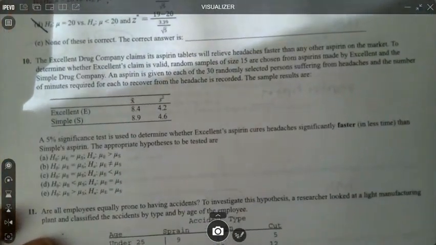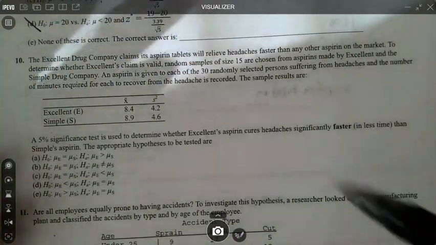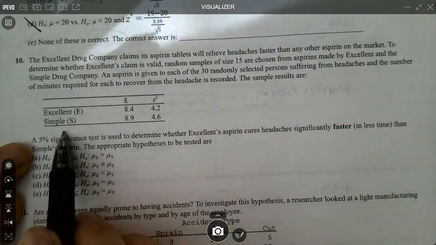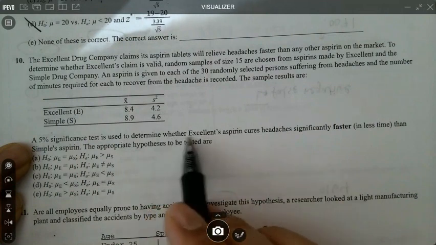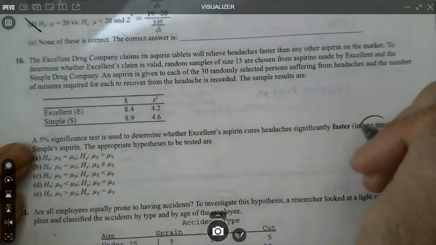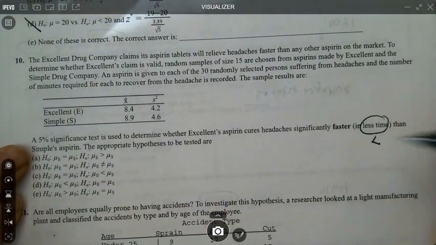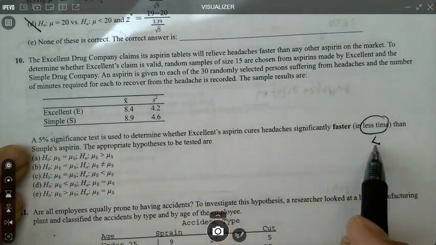All right. So looking at number 10. So number 10, this is just choosing the correct appropriate null and alternative hypotheses. We're comparing two groups. We're comparing the excellent versus the simple brand for the aspirin tablets. And it tells us that we're trying to see if excellent aspirin cures headaches significantly faster, which we say is in less time than simple's aspirin. So less time means that we should be using a less than symbol. So we want excellent to be less than simple.